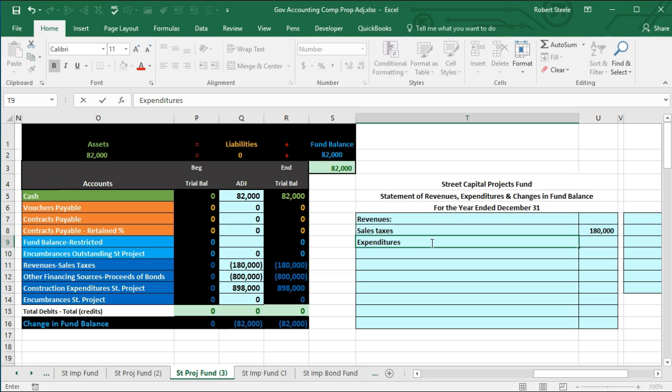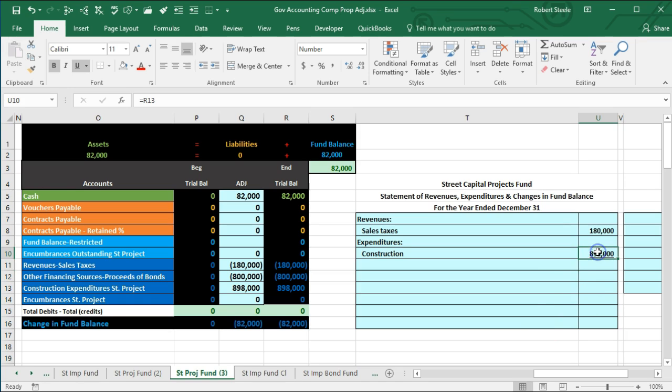Then we're going to have expenditures, not expenses, expenditures, and the expenditures are going to be the construction expenditures here. So I'm going to say construction expenditure. I'll just keep it construction in the expenditures area. We could also indent by going to the home tab, alignment and indent. Sales taxes, home tab, alignment and indent. The amount then will be for the expenditures equal to the contracts of 898, and there is that.